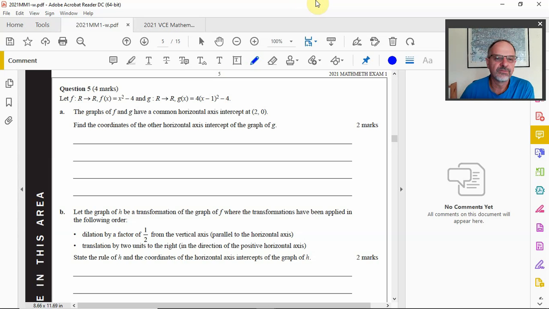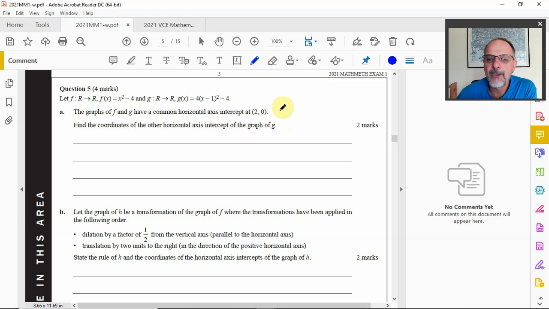We're given function f, R into R, where f(x) is x squared take 4. And then we've got function g, R into R, where g(x) is 4 times (x minus 1) in brackets squared minus 4. All right, so the graphs of f and g have a common horizontal axis intercept at (2, 0). Find the coordinates of the other horizontal axis intercept of the graph of g.